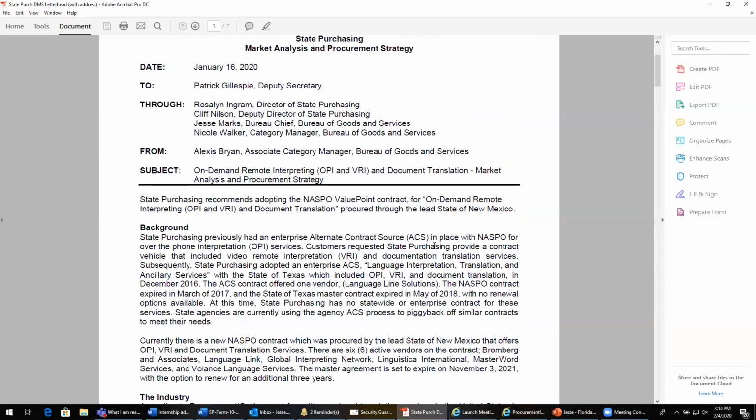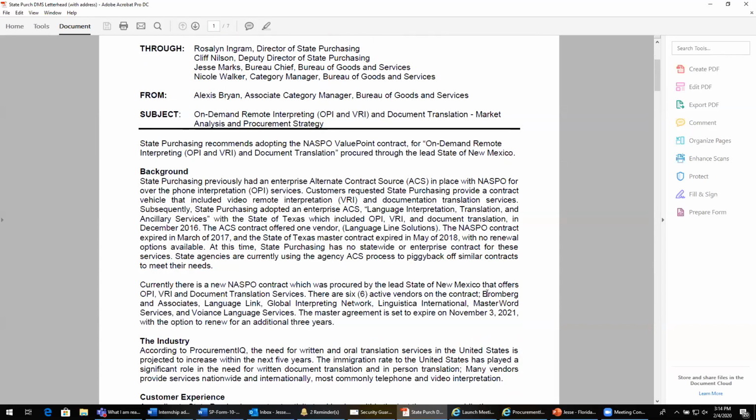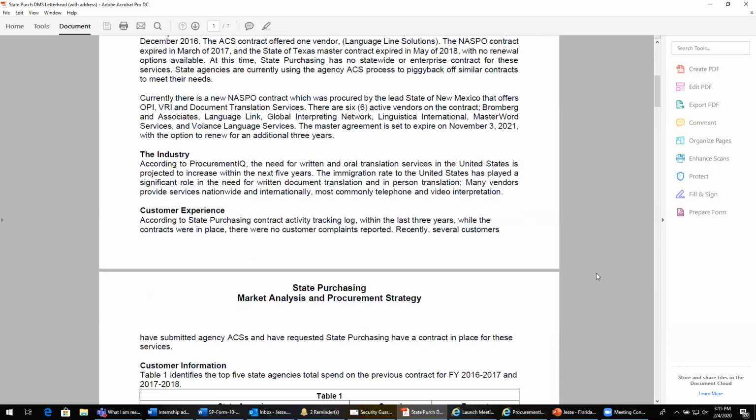So like we said, we start with the recommendation, and then we talk about the background, and now we're here to the industry. In the industry, and with our research with Procurement IQ, we found that the immigration rate plays a large need in our country for translation services of many different languages. So we went ahead and documented that on our maps.